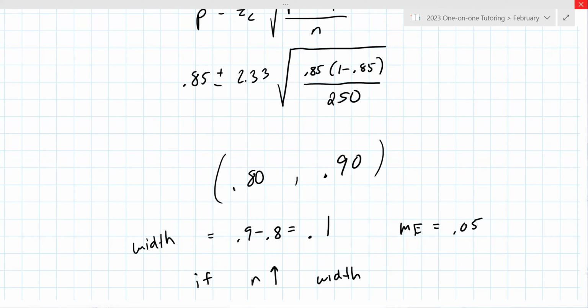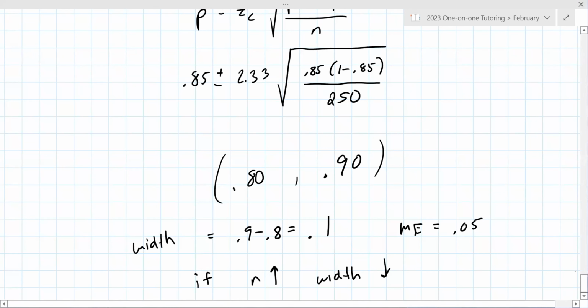Now if n increases in this problem, what happens to the width? If n increases, the width decreases. Yes, good. Okay, and so the answer to this one, it's the blue, if you need to check that.